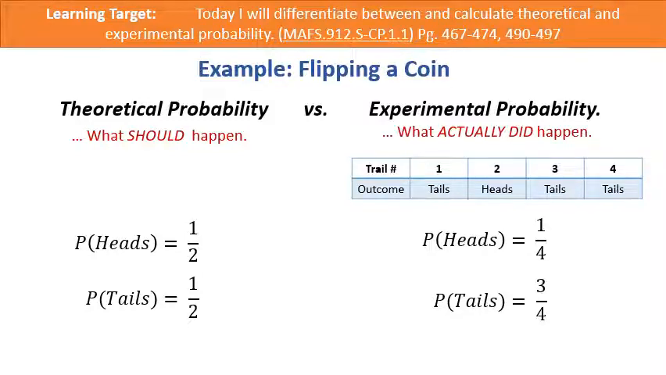So here we go. If it's experimental, they will always give you data. So if you're not sure whether it's theoretical or experimental, if they give you data, it's a good bet that it's experimental probability. All right, let's look at some examples.